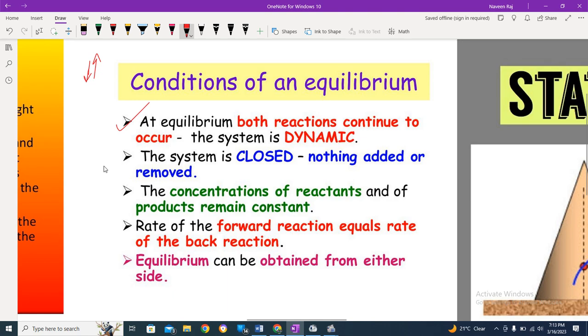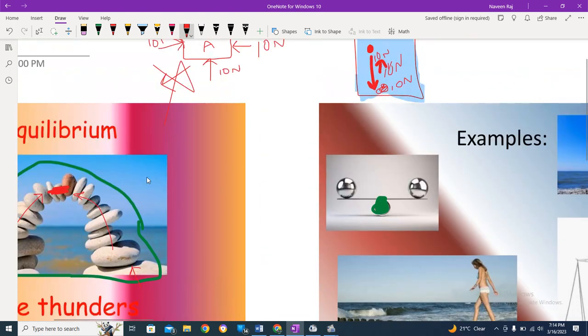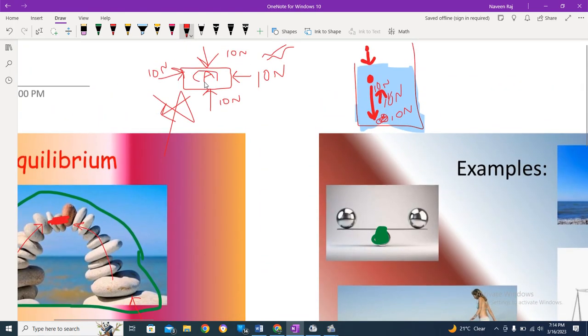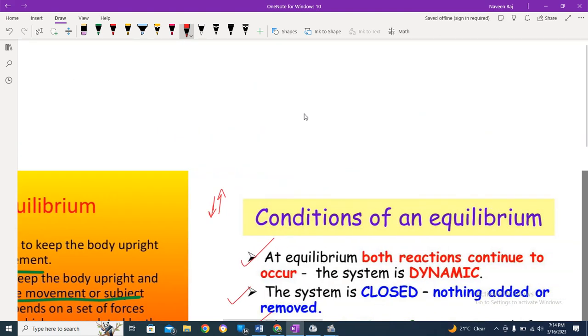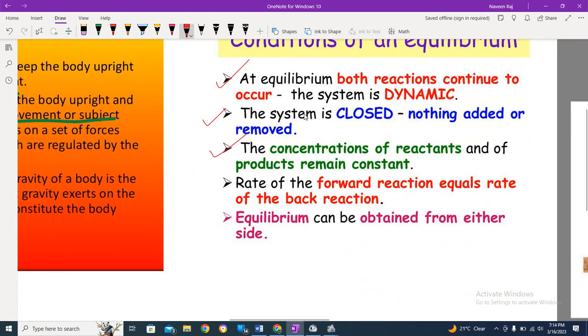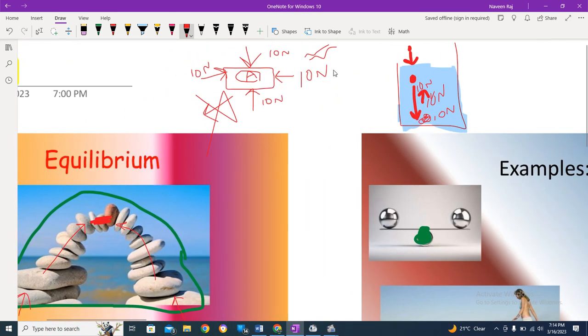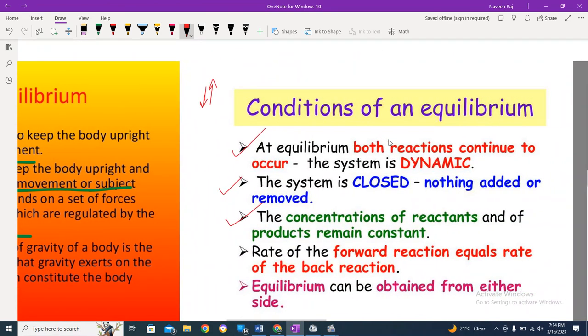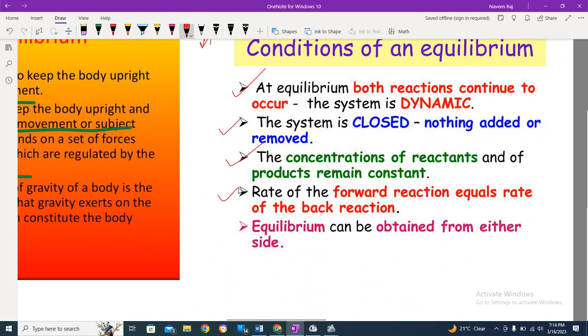The concentrations of the reactants and the products remain constant, of course. Yes, we cannot change the amount of force which you place on this object, or the size of the object may also disturb that. The rate of the forward reaction equals the rate of the backward reaction. Yes, this means that if from both sides we have 10 Newton force, it cannot be 10 Newton and 15 Newton. Equilibrium can be obtained from either side. Yes, of course, it can be obtained from either of the sides.